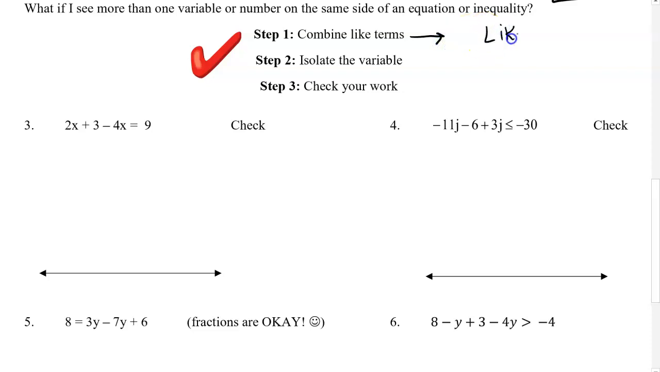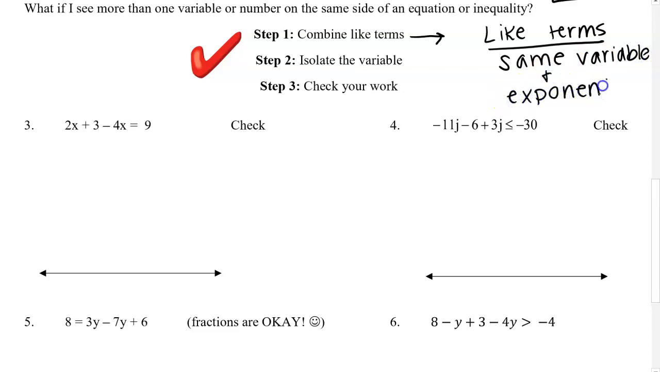Like terms have to have the same variable and the same exponent on that variable. What I mean by that is if you have a 4x, a like term could be negative 2x. If you have 3x to the second, a like term would have to also have an x to the second power. So like 5x to the second.